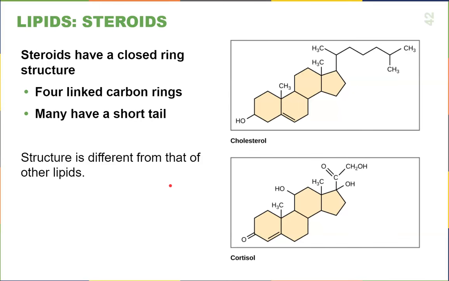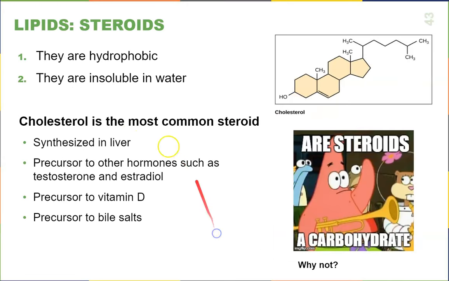Steroids. Steroids are the last type of lipid that we'll cover. Steroids have these rings to them. They're like other lipids. They don't like water. Many of them will have this short tail to them. Sometimes they might not have a tail at all. This one here is cholesterol, and this one is cortisol. So cholesterol is a steroid. Bet you didn't know that, so learn something new. So again, they are hydrophobic. They do not dissolve in water.